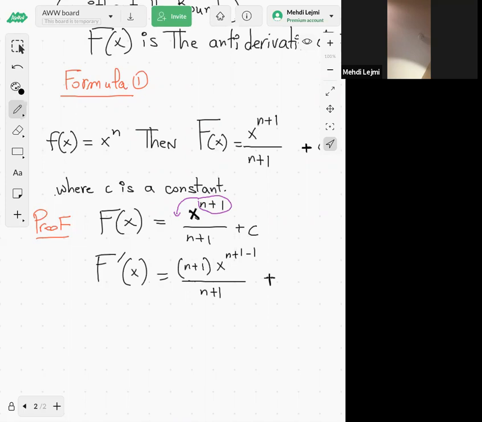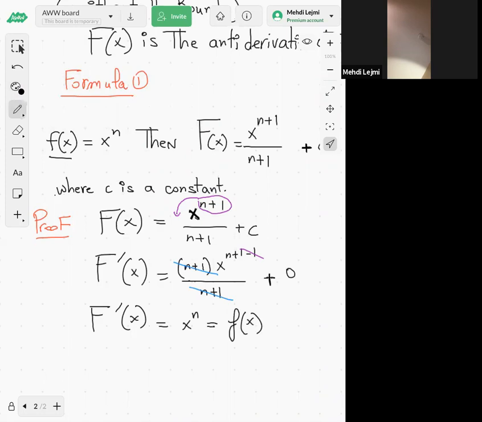And the derivative of a constant by itself is just zero, so it's plus zero. So then this capital F prime, the n plus one over n plus one cancels out. And in the power, we have n plus one minus one, so it's just n. So capital F prime of x is equal to x to the power n. And that's exactly my function f. This is exactly my lowercase f, okay?